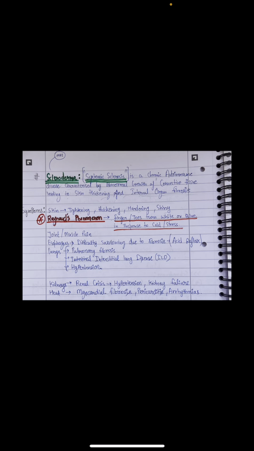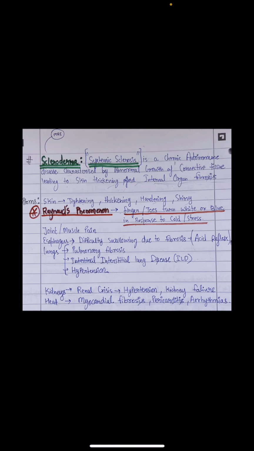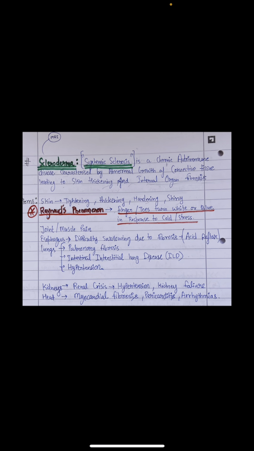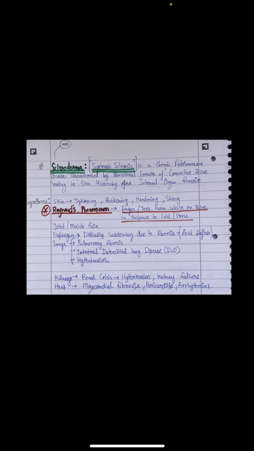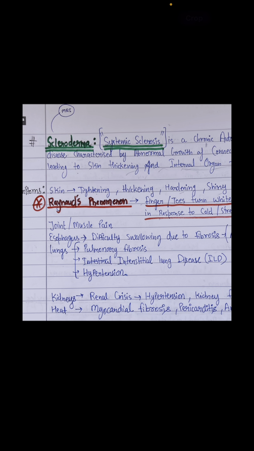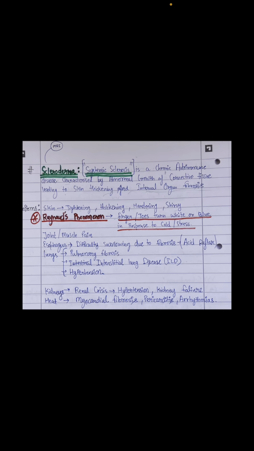Let's move next to systemic scleroderma, which is a chronic autoimmune disease characterized by the abnormal growth of the connective tissue, leading to skin thickening and internal organ fibrosis. Before I forget to highlight this point, in the exam they will also ask that in systemic scleroderma the antibodies in the patient will be against collagen. They ask this question directly: against which system are the antibodies made in systemic scleroderma? So mark collagen.